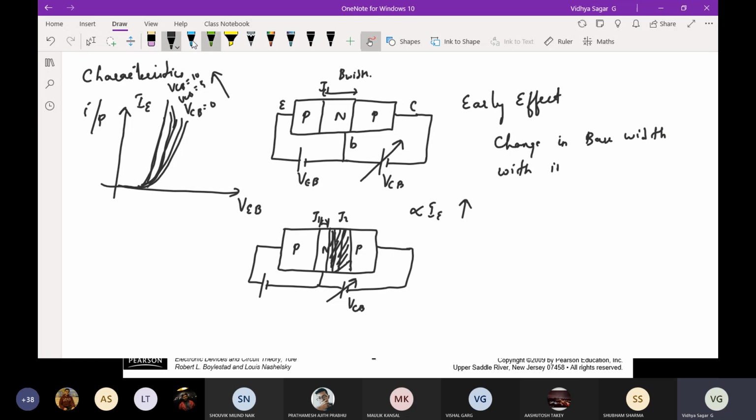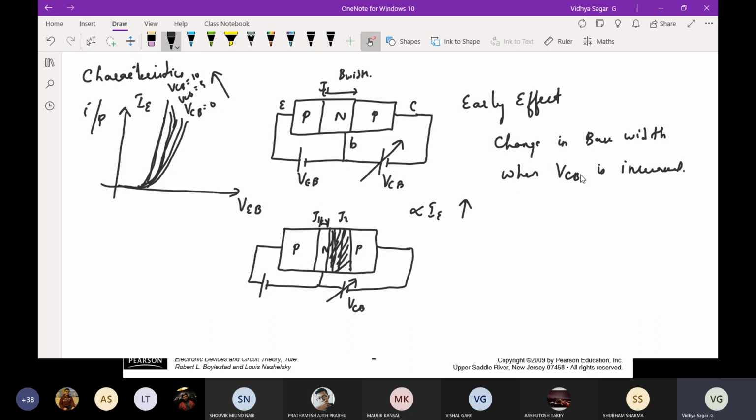Sorry, not width, it is when VCB is increased. But you could just add it. So why the base width region is reduced is due to the increase in the depletion region. Is that clear? I'm just giving a brief. So, the change in base width when VCB is increased.